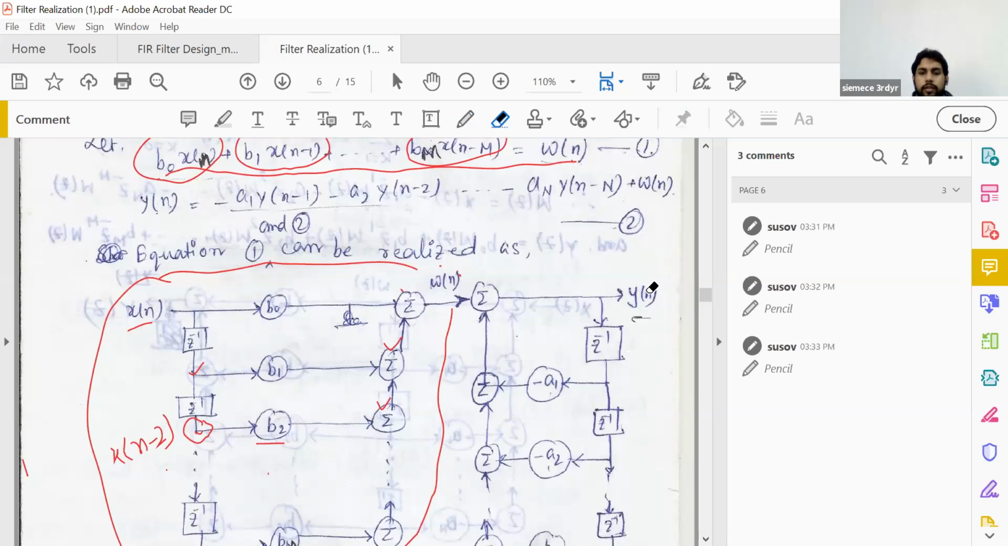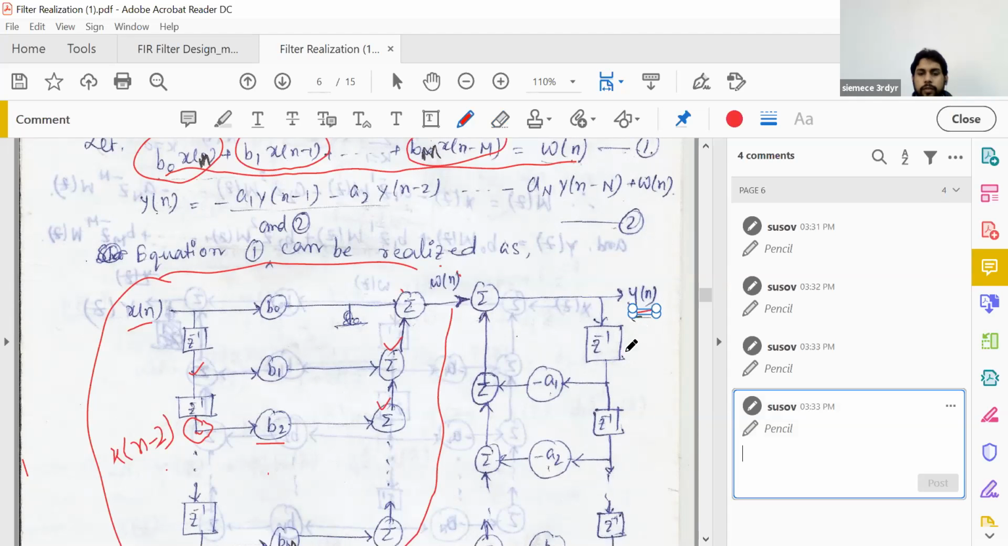Then I have taken a feedback from the output. This is the feedback from the output, and I am delaying y of n by one sample here. So the output over here is y of n minus 1, and the output over here is y of n minus 2.